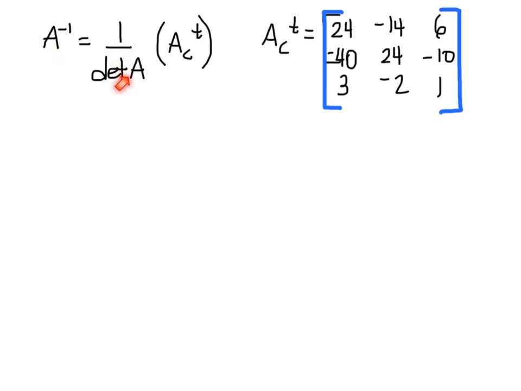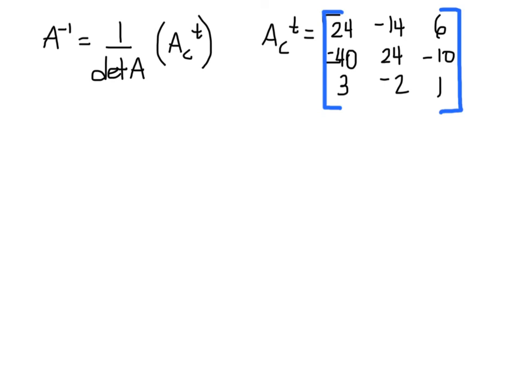have to do 1 over the determinant and multiply that by A sub C to the T, the cofactor matrix transposed. The cofactor matrix transposed. Here is my cofactor matrix transposed. I now need to find the determinant of this. Okay, how do you find a determinant? You do diagonals. So since you know how to do that, I'm going to pause and I'm going to do the determinant underneath. You guys go ahead and try this and check your answer.